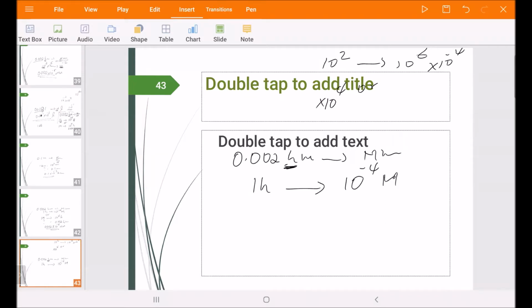Either way, it's the same. This is what dimensional analysis and the conversion factor are. To convert from one to the other, you can multiply by 10 to the power of minus 4, or in the other direction by 10 to the power of 4. One hectometer is 10 to the power of minus 4 megameter.